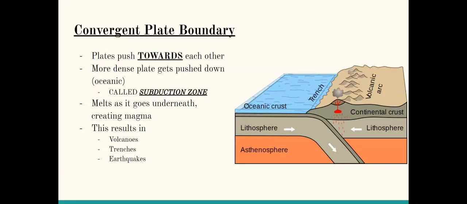As it goes underneath the other crust, it's going to melt because the center of the Earth is much warmer, and it's going to create magma. What this is going to result in is a volcano forming because of the rising land and the molten rock below. It will create a volcano.